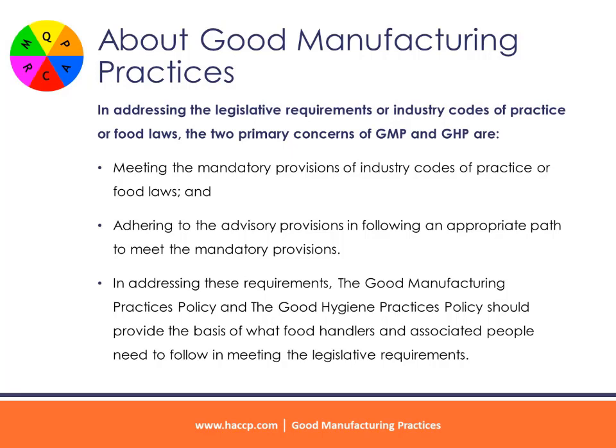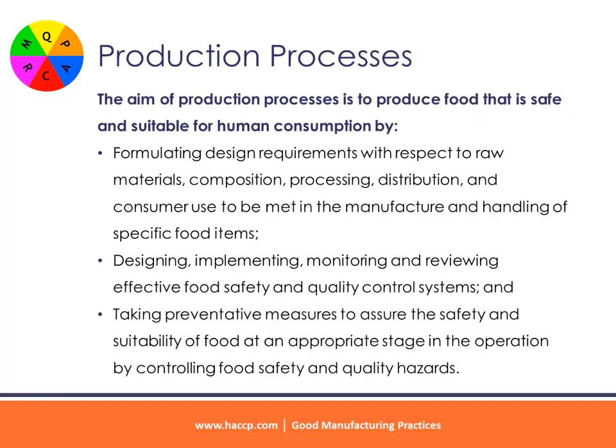In addressing these requirements, the Good Manufacturing Practices Policy and the Good Hygiene Practices Policy should provide the basis of what food handlers and associated people need to follow in meeting the legislative requirements. Production processes. The aim of production processes is to produce food that is safe and suitable for human consumption by formulating design requirements with respect to raw materials, composition, processing, distribution, and consumer use to be met in the manufacture and handling of specific food items.